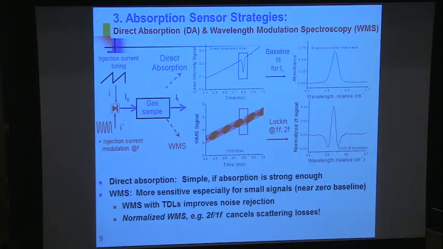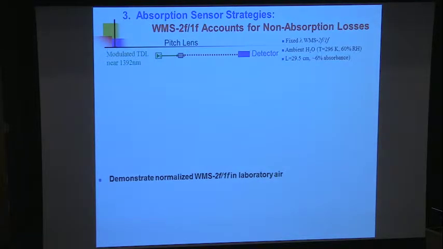So I like to say that WMS, students don't always agree with me, I say it can be 20 times more sensitive, but it's also probably 20 times more complicated electronics that are involved. So I always favor myself, scan DA if the signal's big enough. It's almost foolproof. Normalized WMS has big advantages if you need them.